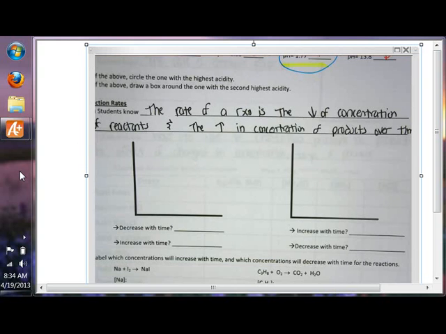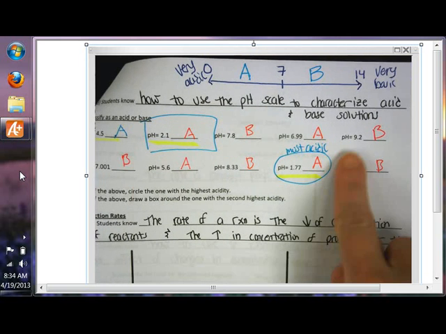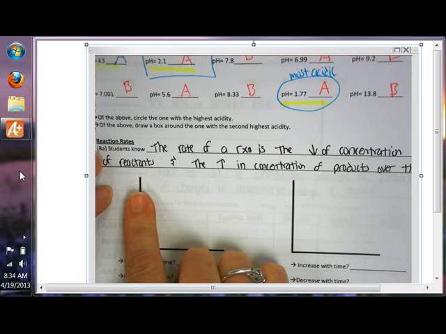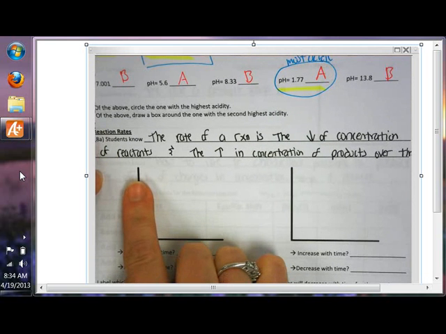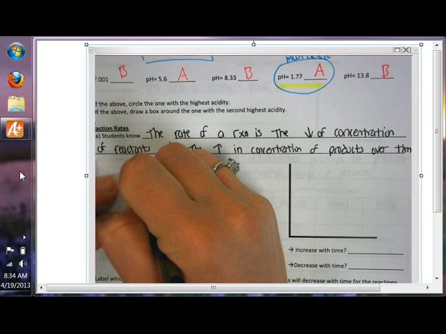Okay, so you guys are going to turn to this where we did the acids and bases on Friday, and we are going to go down and do reaction rates, which is actually the chapter we just had a test on. So the first thing I'm going to do is draw in my two graphs.